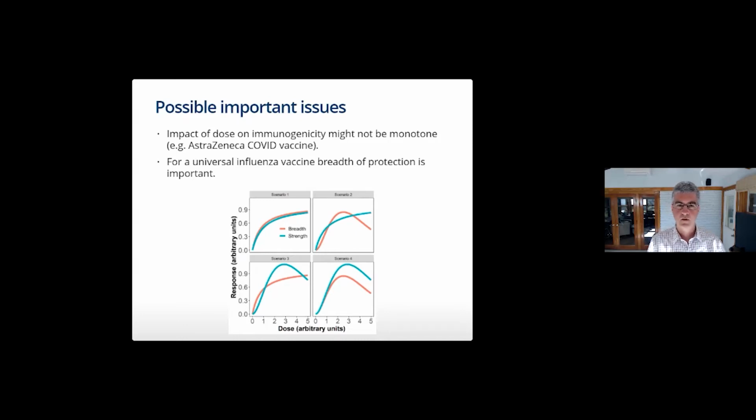Another important consideration, especially for flu, which I'll discuss a little bit here, is that we want not just a strong response against the vaccine strains, but broad protection against all kinds of strains. Again, this could be monotone increasing, or it could be a peaked response where the optimum is actually somewhere in the middle. Next slide, please.